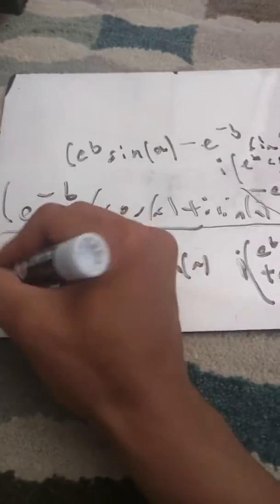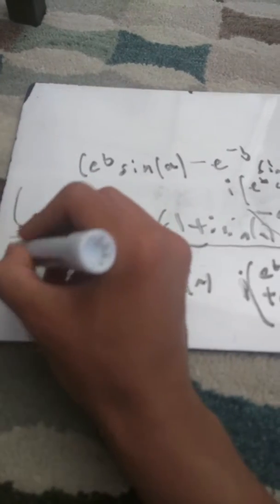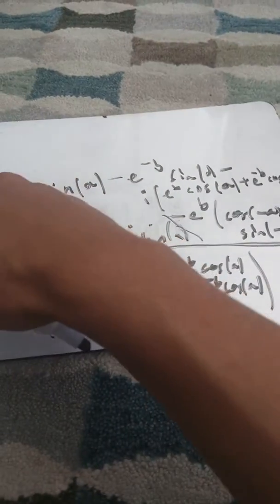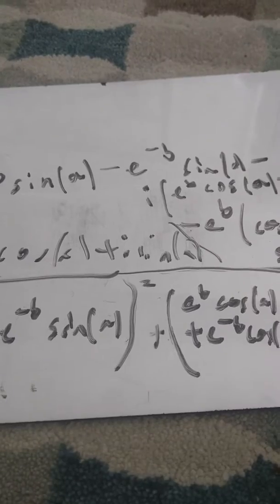Okay. Now to the denominator, I have to do the same thing. So it's pretty easy. For the denominator, since we have plus, this gets squared. And then we have to add the square of this. So now that we have a real number in the denominator, we just have to work out the numerator.